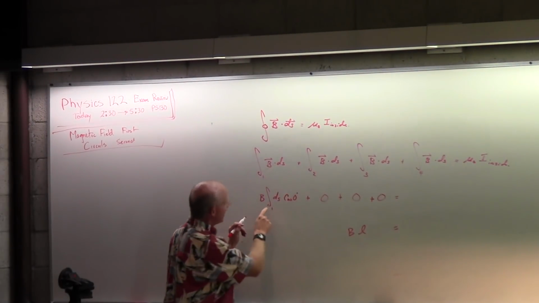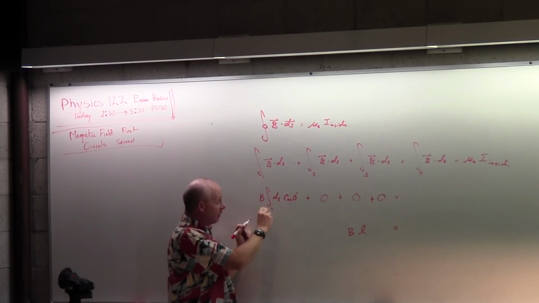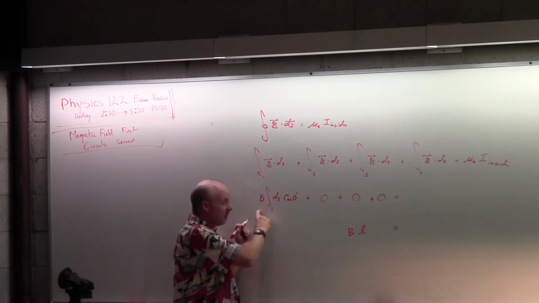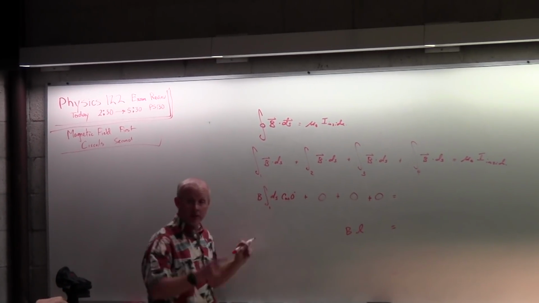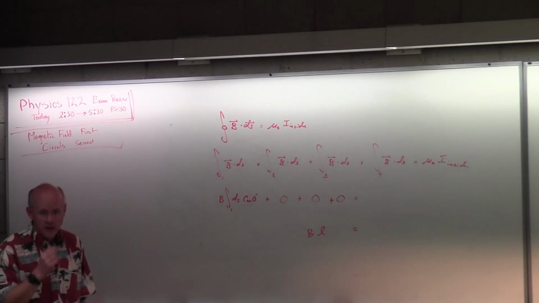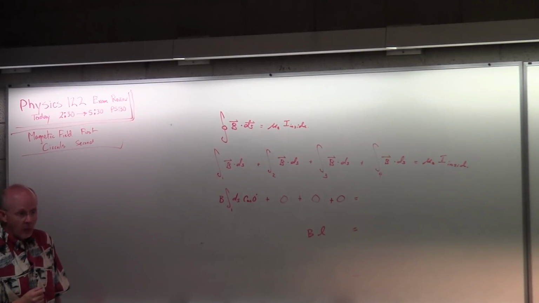Once I've done this, I've got the integral of ds. Integral of ds is the length of side number 1. So that's B times L. Sorry, why was there no magnetic field on 3? Well, one of two arguments.